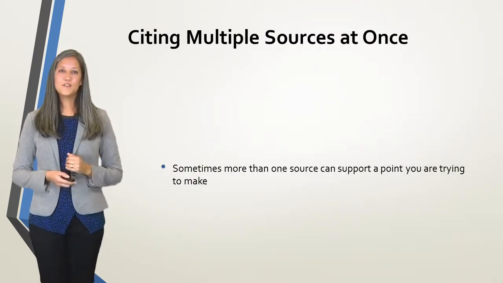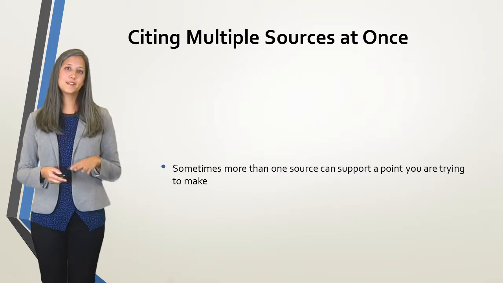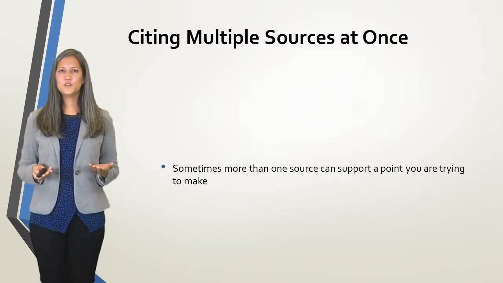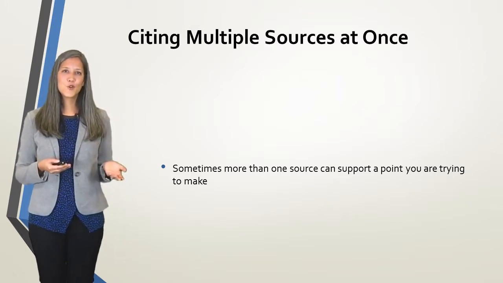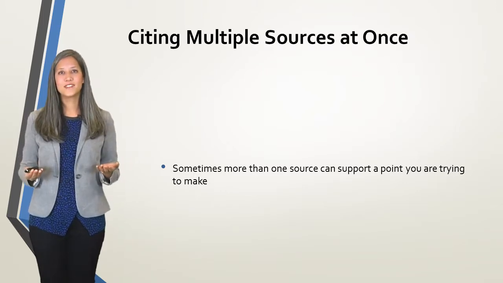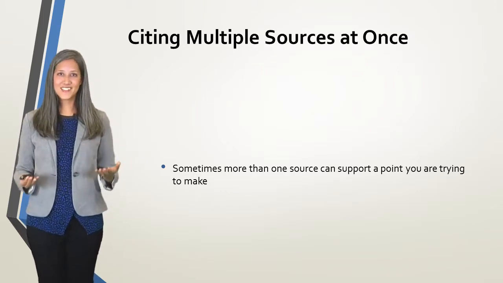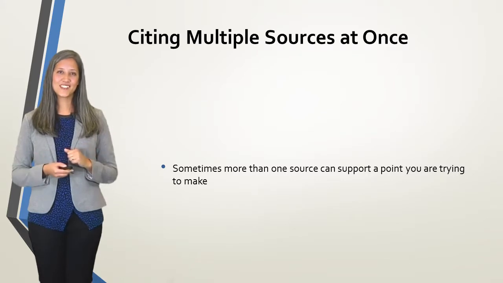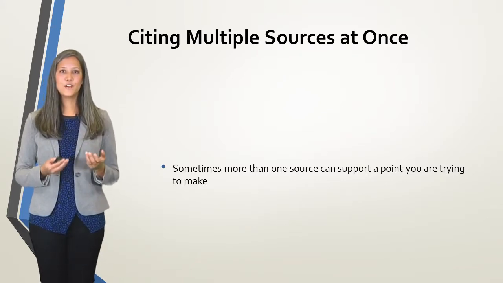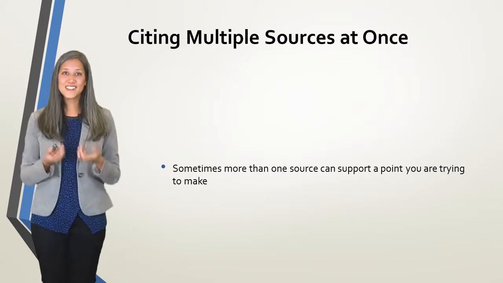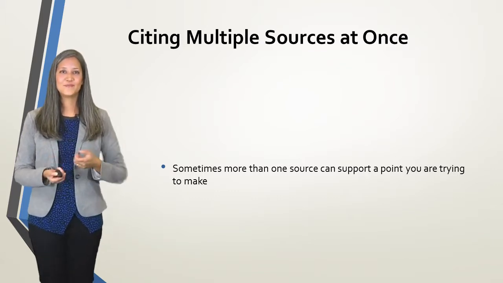Sometimes you may have 2 or more sources that support a single point. Do you choose just one of those sources, or can you cite all of them at once? It's actually great to cite multiple sources to support a single point. It shows that your sources tie together and that you've done the work of synthesizing this information.